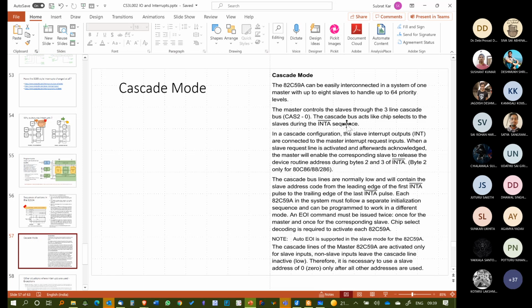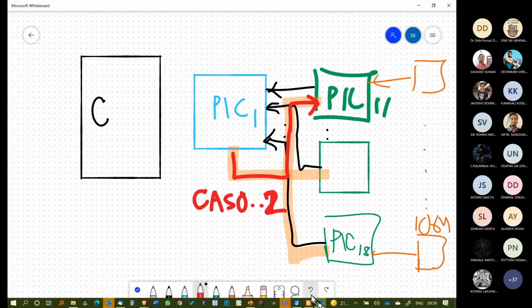So suppose I have selected slave number 1, then when the CPU asks for the address, slave number 1 will release the address of its interrupting device. That's like saying that I have, let's say, an interrupting pin. Let me draw it with a diagonal line like that. There's an interrupting pin like that.